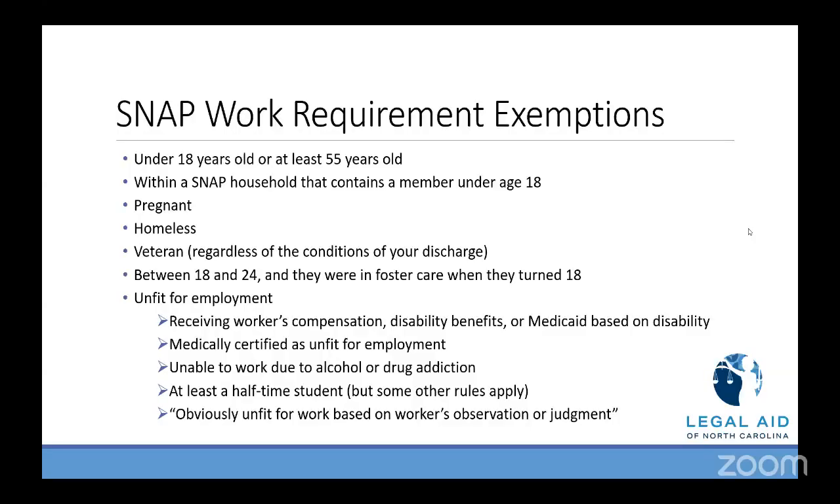For this exception, it doesn't matter whether you are the parent of the minor or even related to them at all. As long as you're within the same SNAP household, you are considered exempt. So for example, if there's a family with 2 parents and 2 children in the household, and one of the children is 16 and the other child is 19, that 16-year-old will make everyone in the household exempt from the SNAP work requirements, including their sibling. So as long as they're within the SNAP household, they cover everyone else.